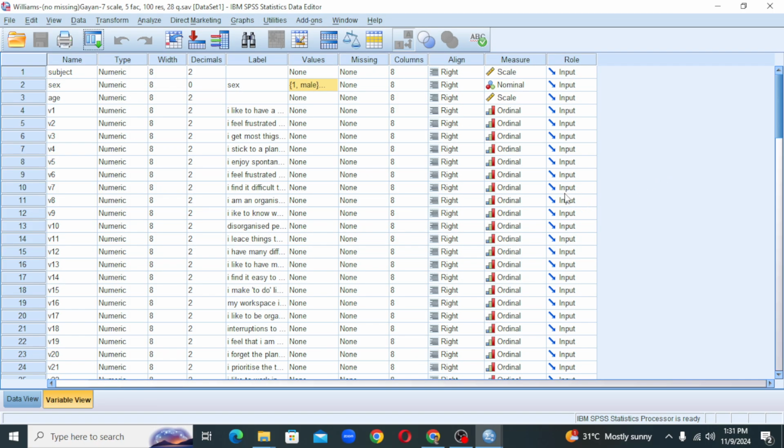Welcome. In today's SPSS session, we'll be discussing one sample t-test and two sample t-test evaluations. To begin with, first, that is the one sample t-test.